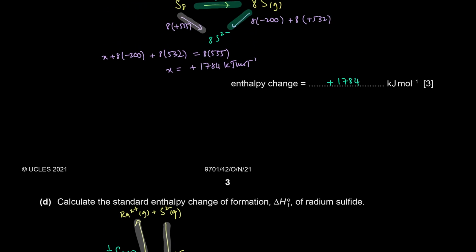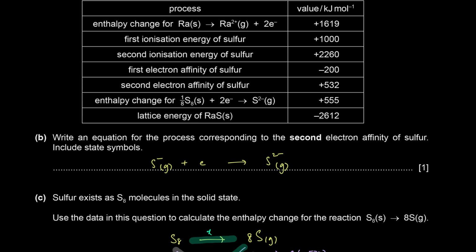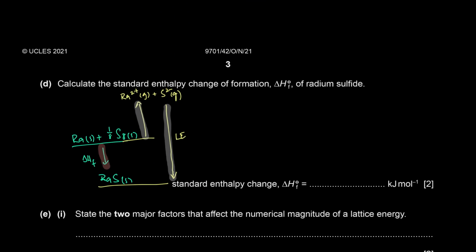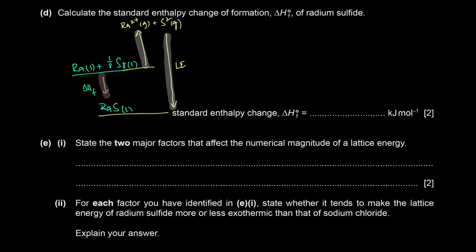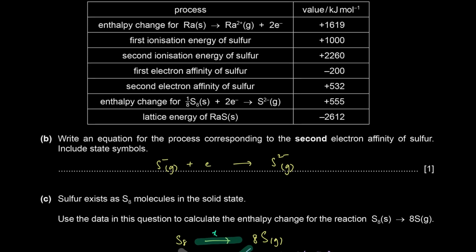So what we have over here is, if you look at the data, they've given the lattice energy as negative 2612 kilojoules per mole. I'm not writing the units here. So let's write that down: the lattice energy is negative 2612. Delta H formation is what we have to find, so we don't know that. And they've also told us this.